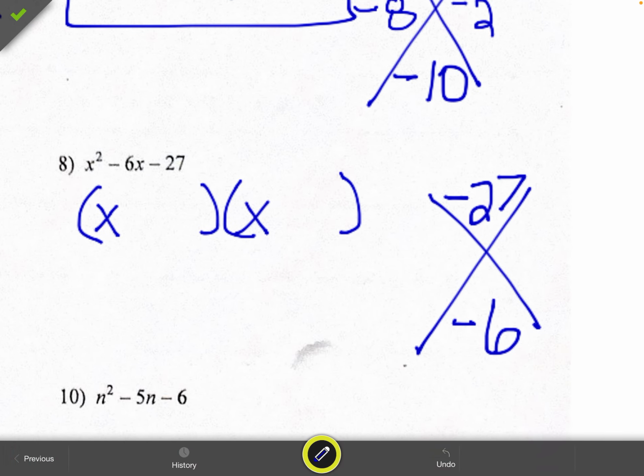Solve my x puzzle: 3 and negative 9, because 3 times negative 9 is negative 27. 3 plus negative 9 is negative 6. Write them in. Positive 3 is a plus 3. Negative 9 is a minus 9. Check it in Desmos. Woohoo, we did it right.